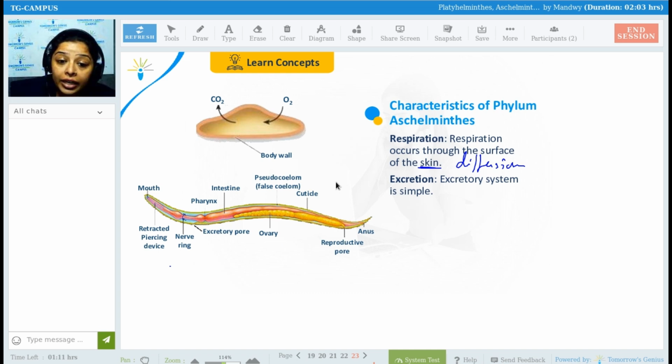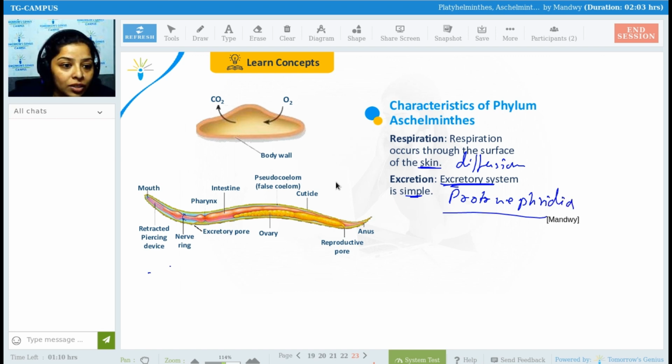They have an excretory system, and that is protonephridia, just like in Platyhelminthes. Okay, and that's why it is written that the excretory system is simple. Protonephridia, but they don't have a flame-like shape. So we will not use the flame cell for Aschelminthes. Okay.